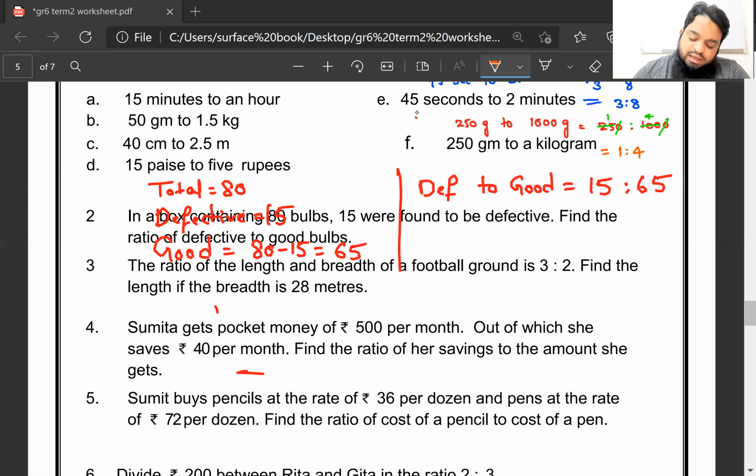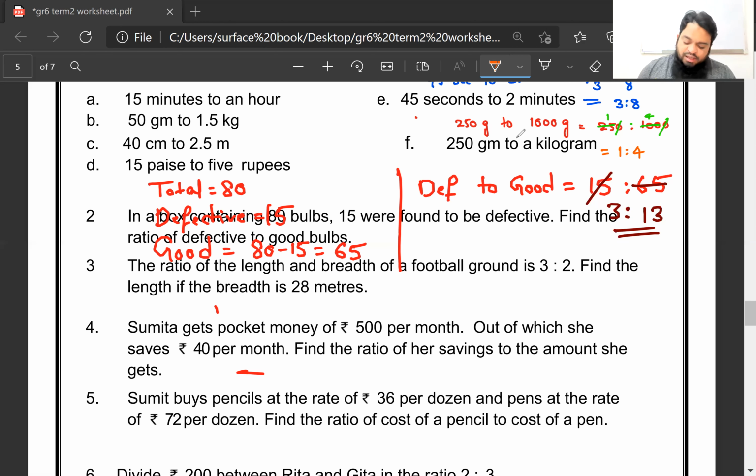So now is there anything common here? Yes, 5 is common. 5 threes are 15, and 5 how many times? 5 ones are 5 and 5 thirteens are 65. So defective to good bulbs, you have to write therefore defective to good bulbs is equal to 3 is to 13. Let us go for the next one.